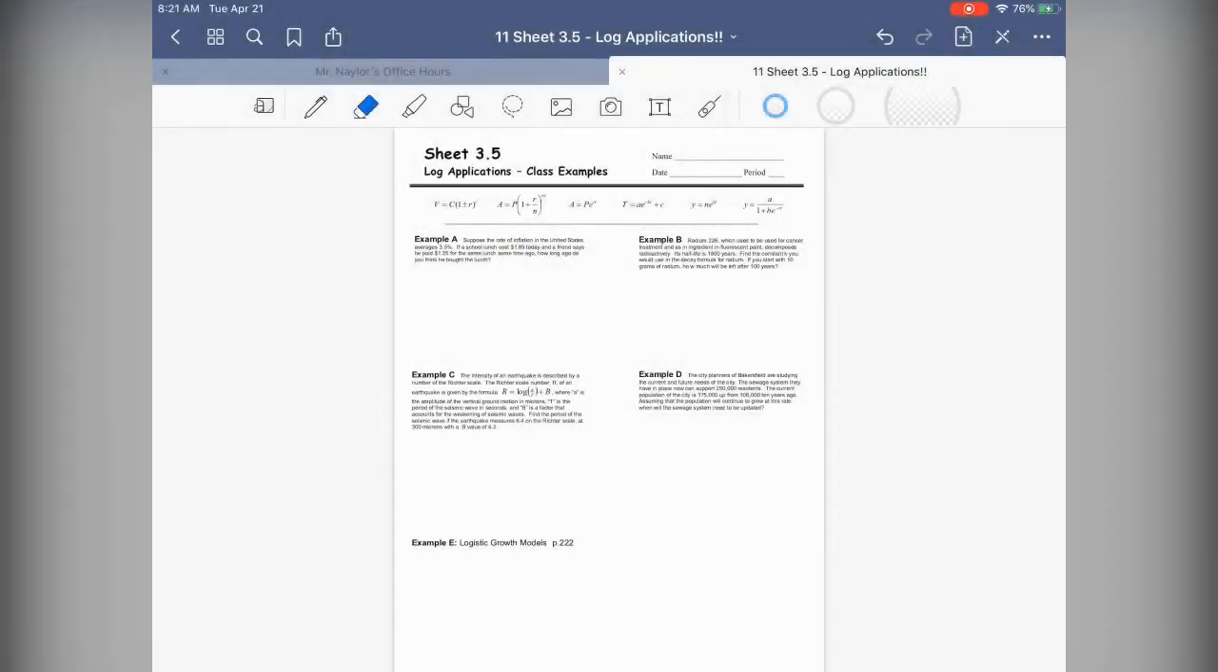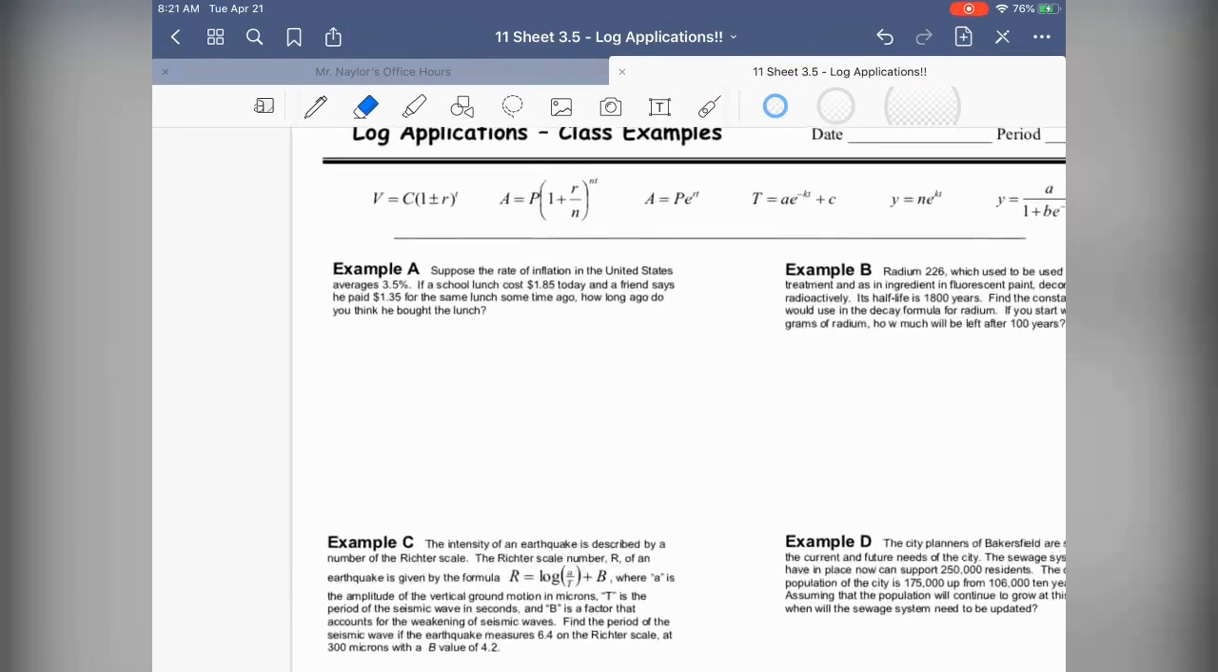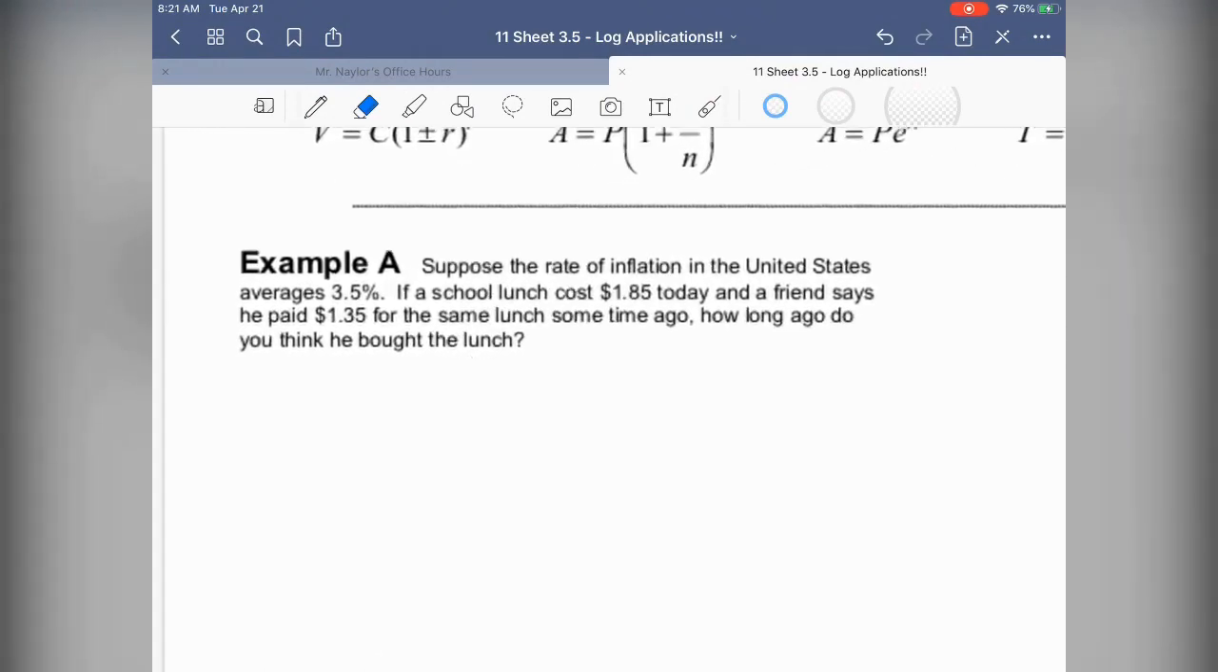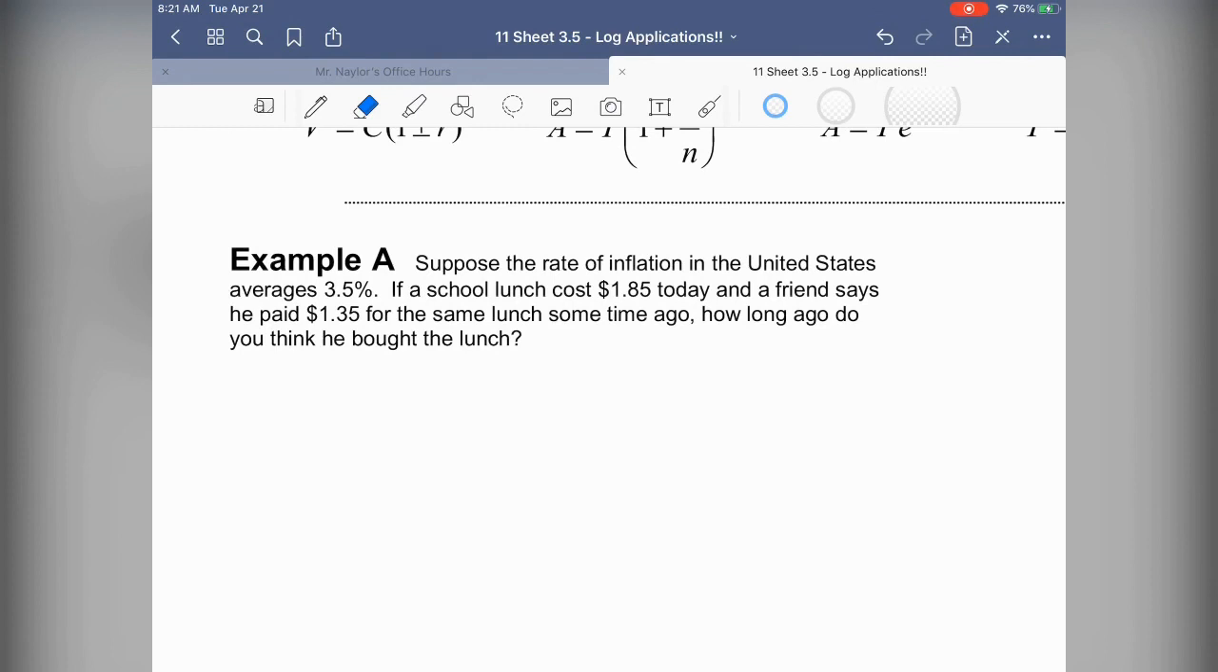So let's look at example A. It looks like what we have here is the rate of inflation. It looks like it's 3.5%. It's actually a little high. I looked it up more recently, and it's been a little lower than that, but it's a percentage, so it makes for a good exponential problem. We've got somebody telling us that the school lunch costs $1.85, but some time ago it was only $1.35. How long ago was that?